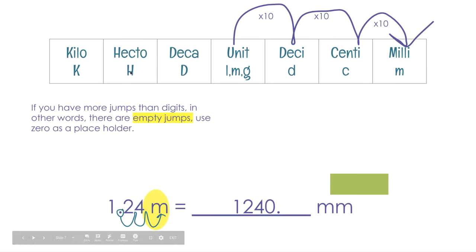If you can remember, King Henry drinks unusually delicious chocolate milk, then you are going to be just fine because you will have a block for each one of the jumps. Okay.